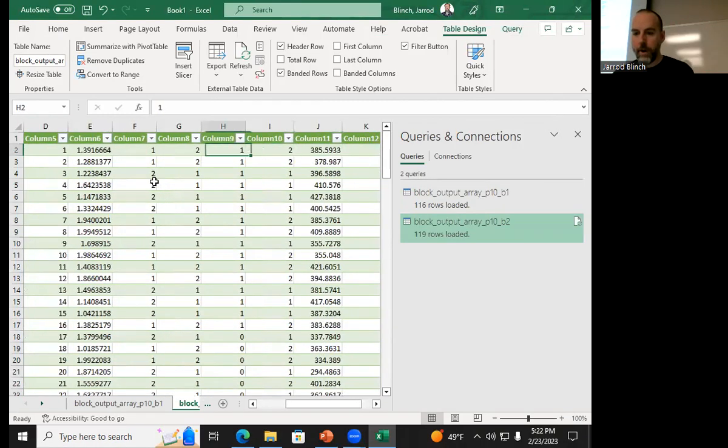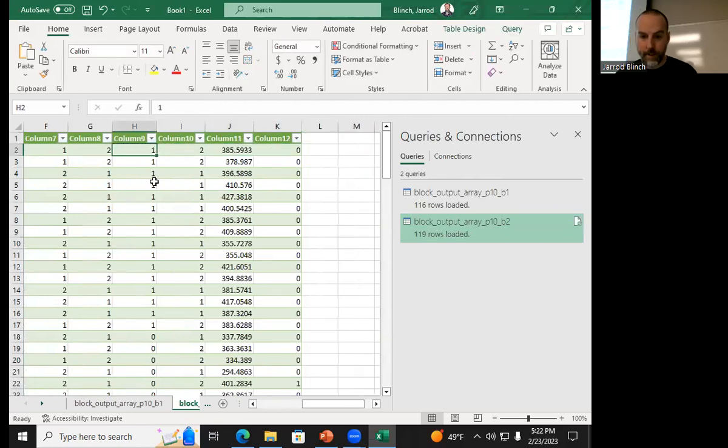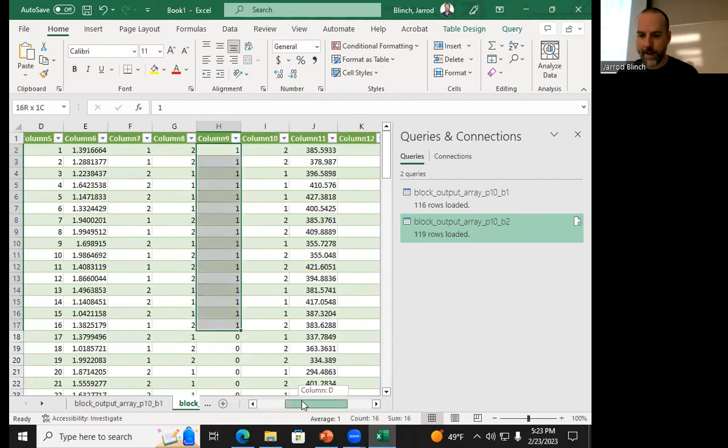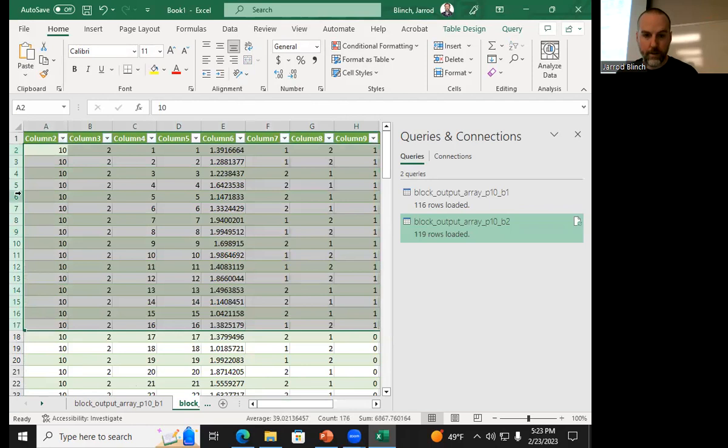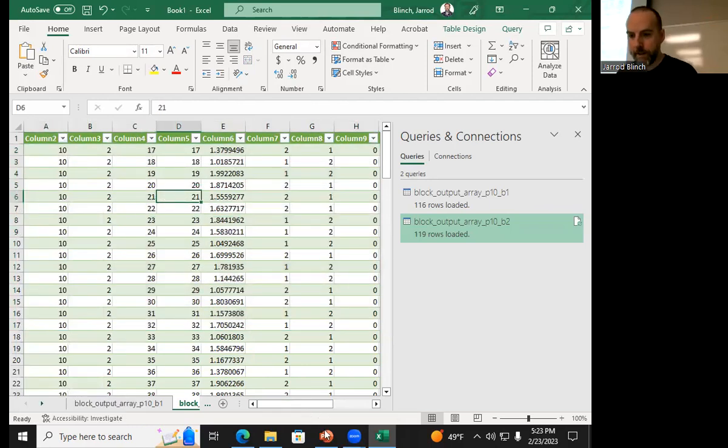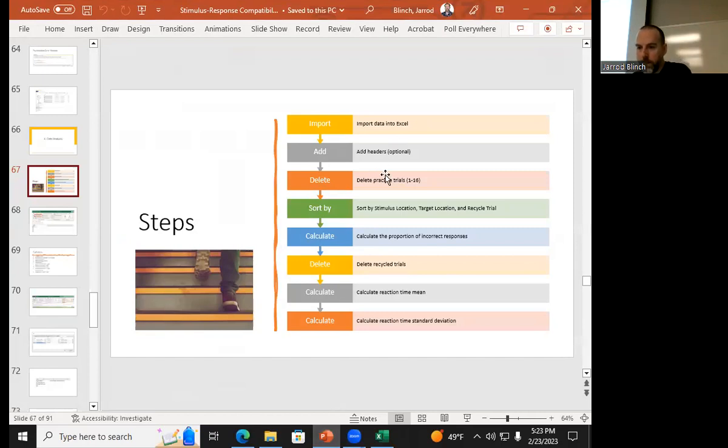We want to get rid of practice trials, which are the first 16. So this is the column. When I do experiments in MATLAB, they almost always have this kind of format, so I'm very used to the numbers, but feel free to add headers to help yourself. So we need to get rid of these trials. Delete. Okay, great. Here, let's go back to the steps. So we deleted practice trials.